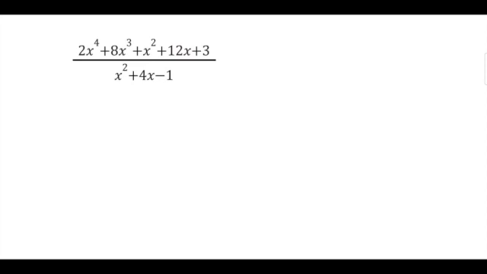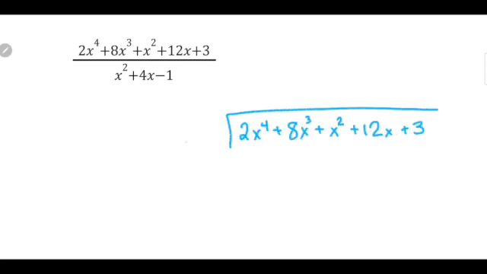Our A+ question today has to do with polynomial long division. We're going to divide 2x^4 + 8x^3 + x^2 + 12x + 3 by x^2 + 4x - 1. We're basically going to set this up just like we would any kind of long division, so we're going to write out our numerator and our denominator.